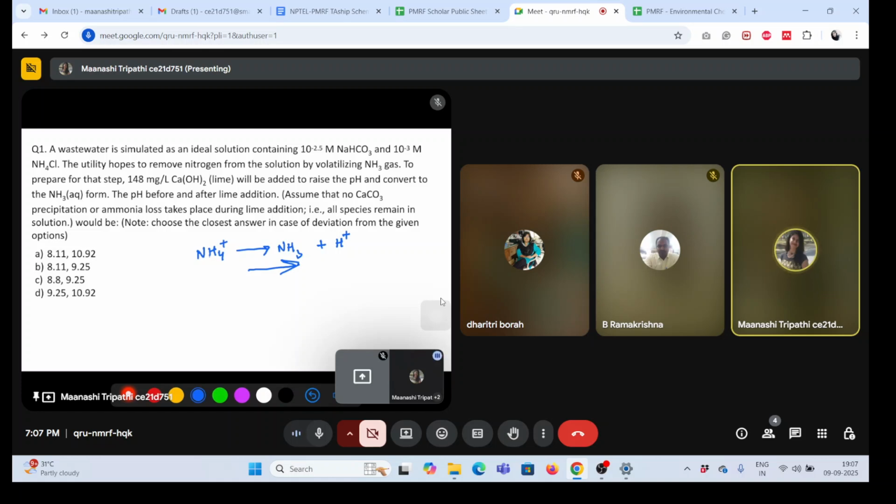For that, we need to reduce the H plus amount, because that is the only case in which the equilibrium will move in the forward direction. We need to reduce the H plus, and we can do that by increasing the pH. For that purpose, we are adding lime to increase the pH. So you need to find all the species, and we can find the pH before and after lime addition.